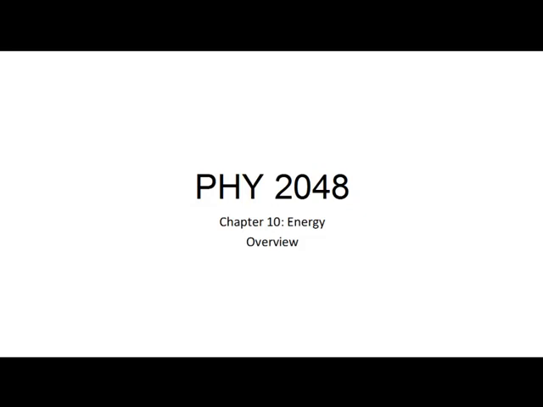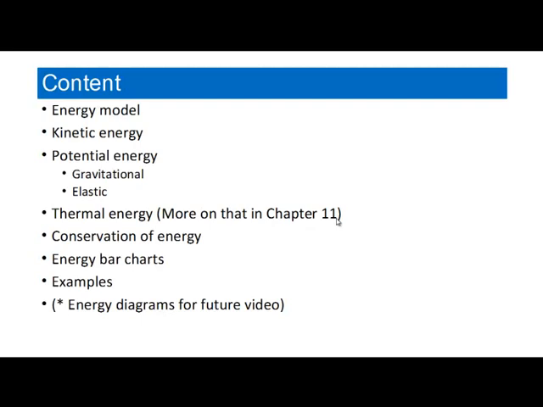The first thing we'll go over is the energy model. This will be followed by a brief discussion of kinetic energy. Then we'll look at the two forms of potential energy. As I said, we'll say a few words about thermal energy. The main point is going to be here on the conservation of energy and the use of energy bar charts. The examples will try to illustrate all of that.